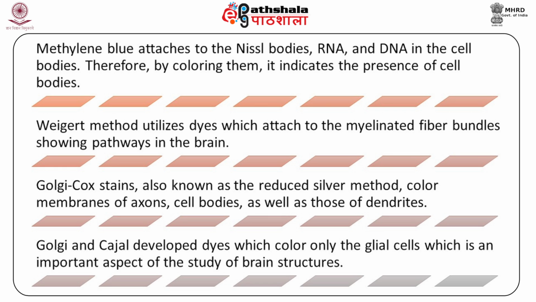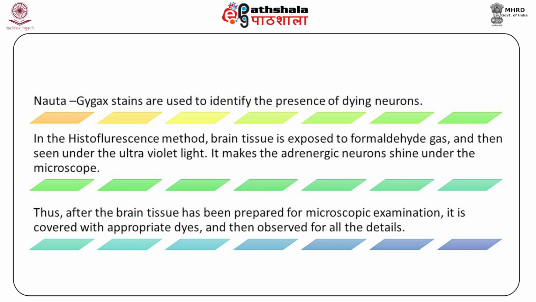Golgi-Koch stains, also known as the reduced silver method, color membranes of axons, cell bodies as well as those of dendrites. Golgi and Cajal developed dyes which color only the glial cells, which is an important aspect of the study of brain structures. Nauta-Gygax stains are used to identify the presence of dying neurons. In the histofluorescence method, brain tissue is exposed to formaldehyde gas and then seen under ultraviolet light. It makes the adrenergic neurons shine under the microscope.